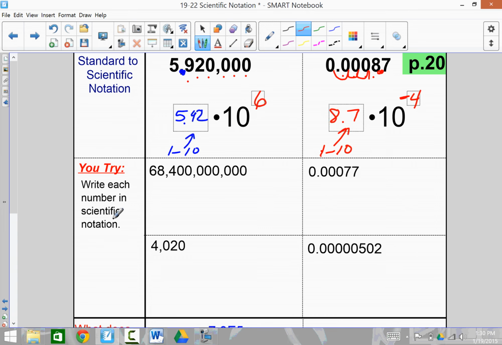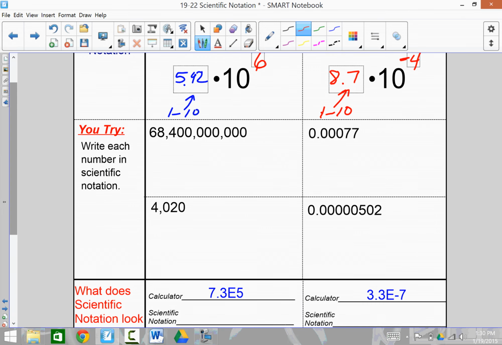It says write each number in scientific notation. First one here. And notice I'm going to always draw this to give you a hint on the form. You just have to figure out these 2 boxes. The first box, where am I going to put the decimal point? I'm going to put it between the 6 and 8, so I have the number 6.84. That fulfills the need to make that number between 1 through 10.